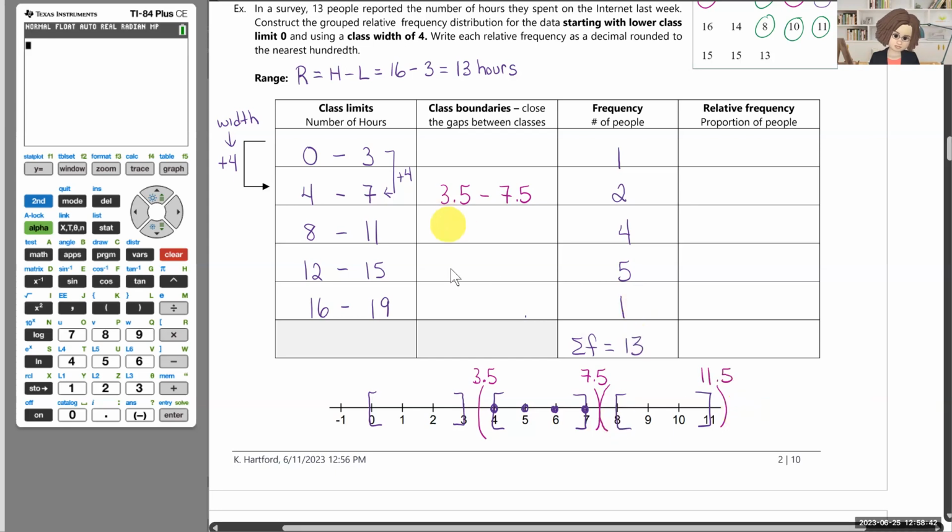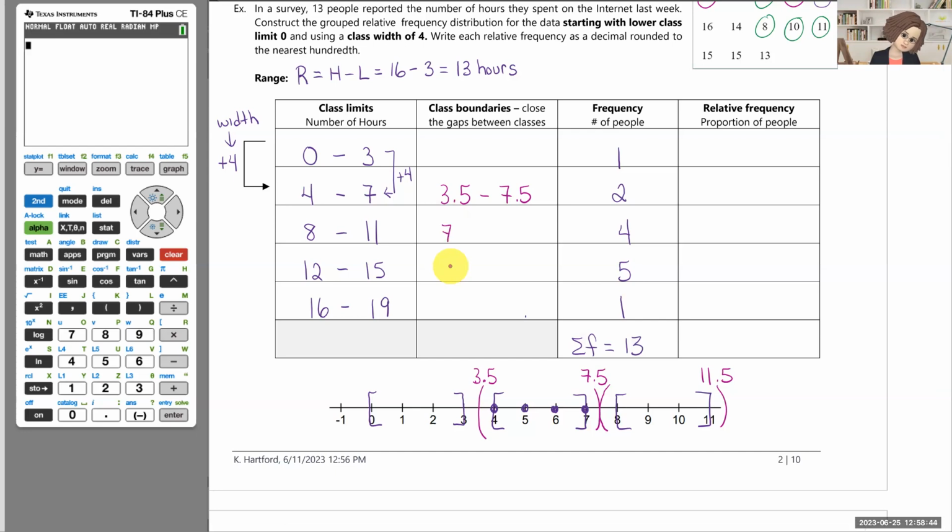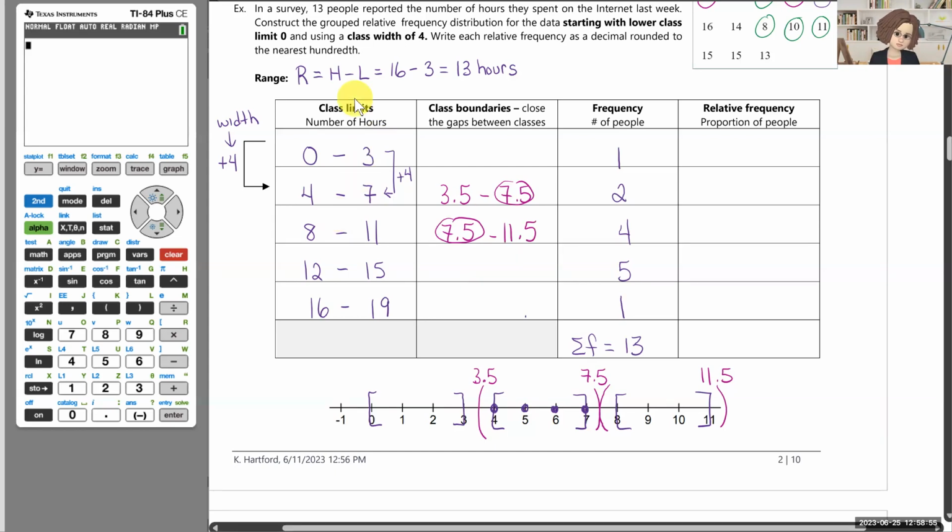All right, so that's that group. So the boundaries, these two values are always the same. So 7.5 to 11.5. All right, so with limits, there was a jump from 7 to 8 on the line, creating the gap, and the boundaries close that gap. And those boundaries is what we'll be using to graph later.